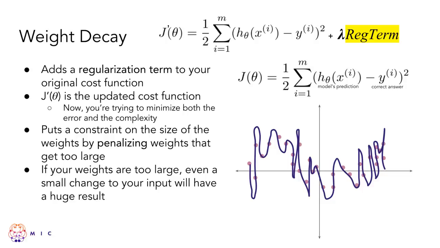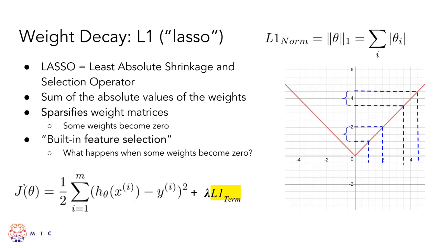Great. So I'm going to talk about 2 weight decay techniques called L1 and L2. I'll start with L1. L1 is often referred to as lasso, least absolute shrinkage and selection operator. You can call it whatever you want. People will understand you both ways. So the regularization term for lasso, the L1 term, is the summation of the absolute values of your weights.